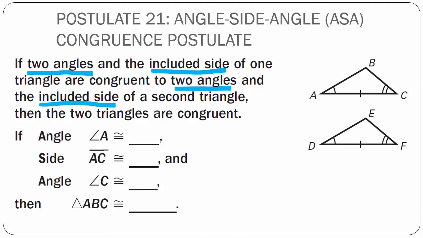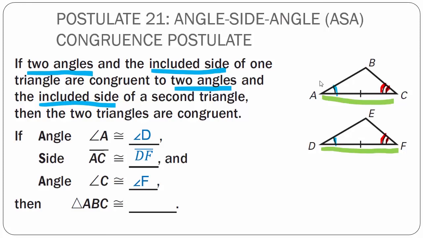In this postulate, we are given that angle A is congruent to angle D because both of these have one arc, and the side, line segment AC, is congruent to line segment DF because they have one tick mark, and angle C, which has two tick marks, is congruent to angle F because it also has two tick marks.